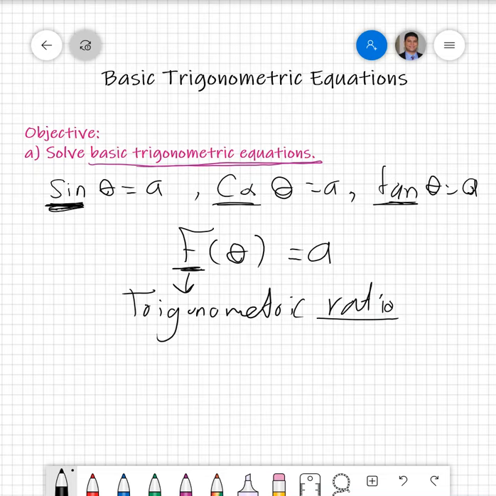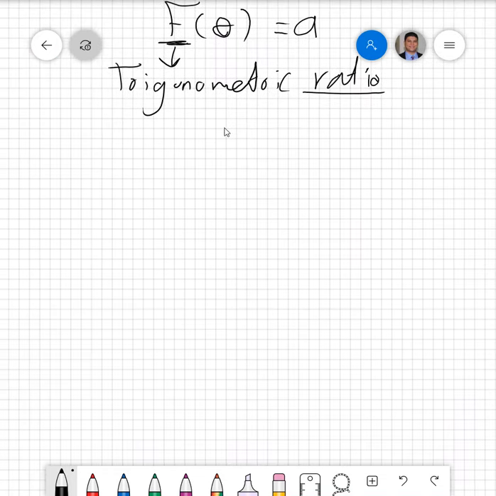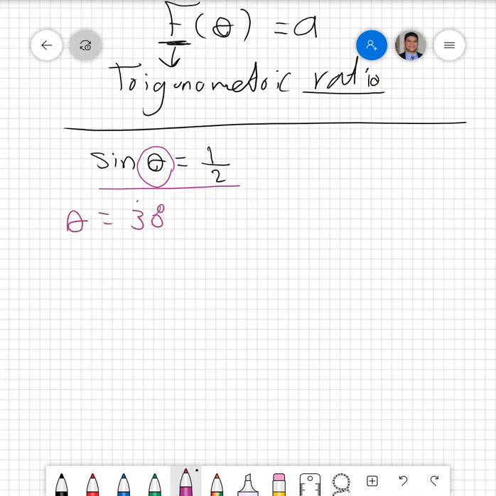First example. Solve the equation sine theta equal half. To solve the equation, that means here we need to find all values of theta which make this equation true. One of you can say that theta equal 30 degrees, because sine 30 degrees is half.